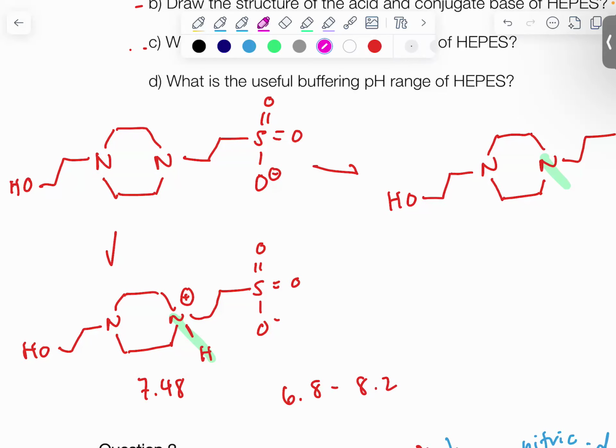And so then you can get your optimal range, which is about plus or minus 1 of your pKa. So this would be like 6.4 to 8.4. Well, we actually know the exact numbers for this one because we were able to look it up. But if you're in an exam, you can operate on plus or minus 1 as your assumption. So where are we getting this number from?